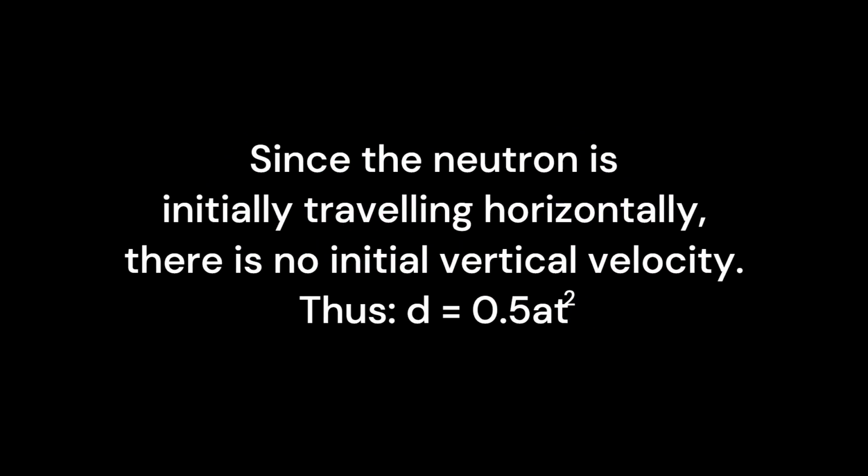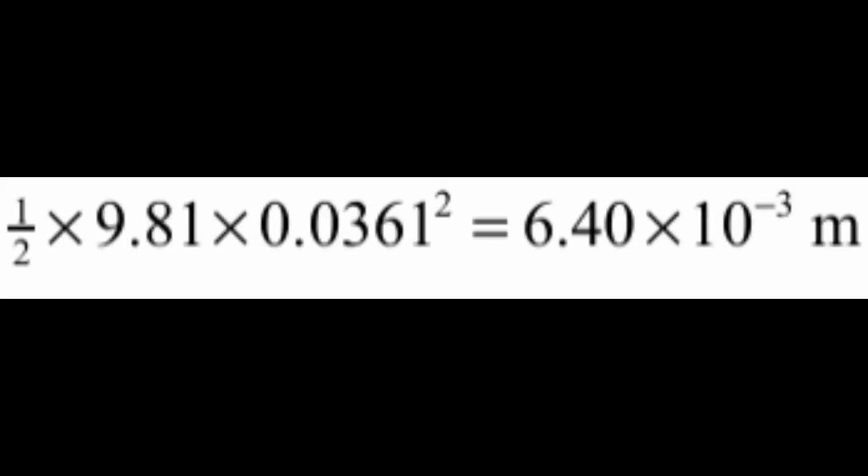Since the neutron is initially traveling horizontally, there is no initial vertical velocity. Thus, displacement equals half times acceleration times time squared. Substituting our numbers in, we get the vertical deflection of the neutron due to gravity as it travels a horizontal distance of 1.00 times 10 to the 2 meters is 6.40 times 10 to the negative 3 meters.